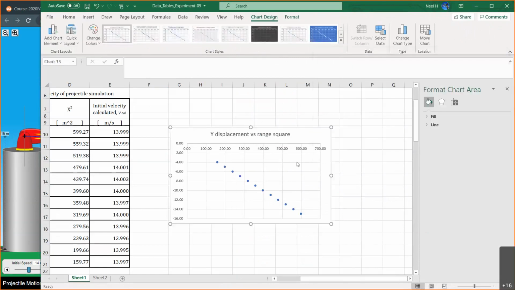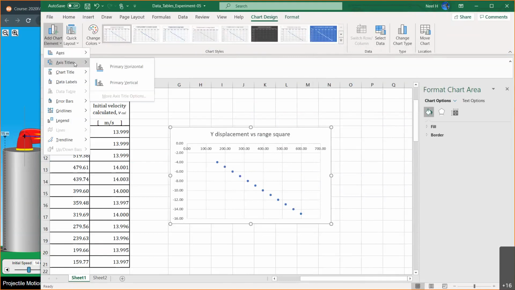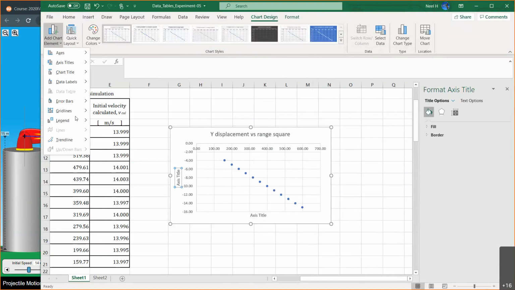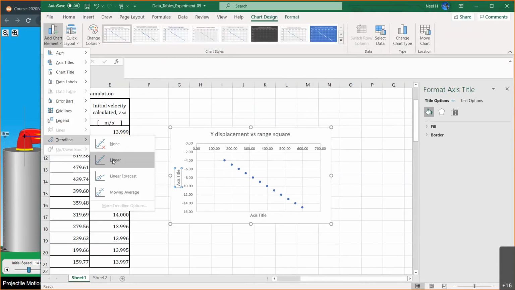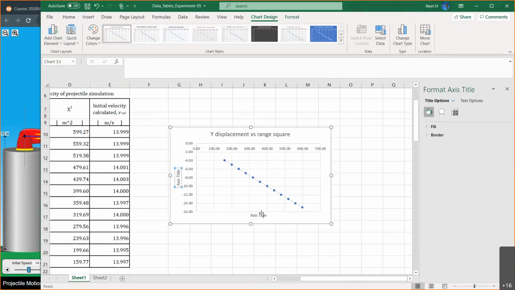Okay, now just double click on the graph sheet and then on the left hand side, very top, you can add the axis title, right? Chart element, axis title, horizontal, axis title, vertical, and then I have a linear graph. I need the trend line as usual, and the trend line should be linear. And make sure you name the axis title properly. This is range, but it's square of the range. Unit should be meter power 2.